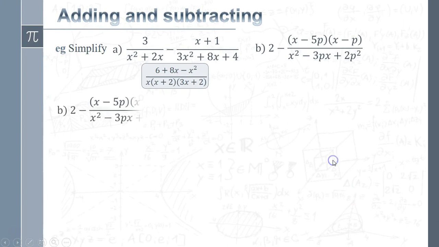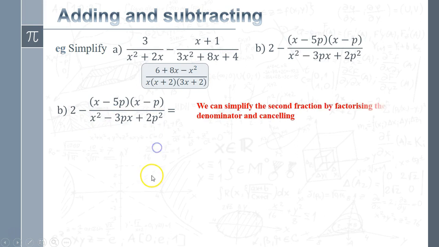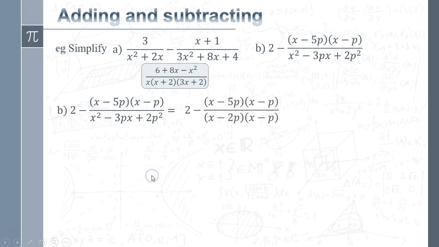So we've got part B, which is a horrible looking fraction, and we've got a whole number that we've got to deal with as well there. But I think the first thing we'll do is have a look, can we do some factorising there to make this second fraction a bit simpler? And clearly we can. There it is, factorised, and clearly the x minus p's are going to cancel out, and so we've got something that's looking a little bit more simple.